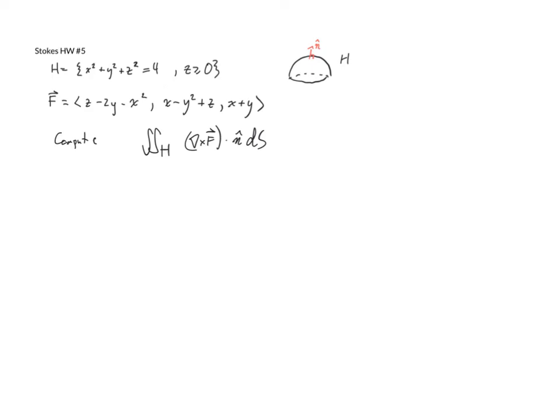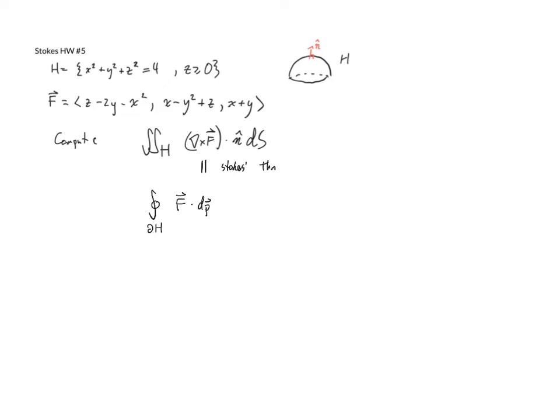The easy way to do this is to try doing Stokes' theorem. I almost never want to parameterize a surface. So by Stokes' theorem, any double integral of a curl through a surface, so a flux integral of a curl, looks like the integral over the boundary of H of the line integral of f dot dp, so the flow along the boundary.